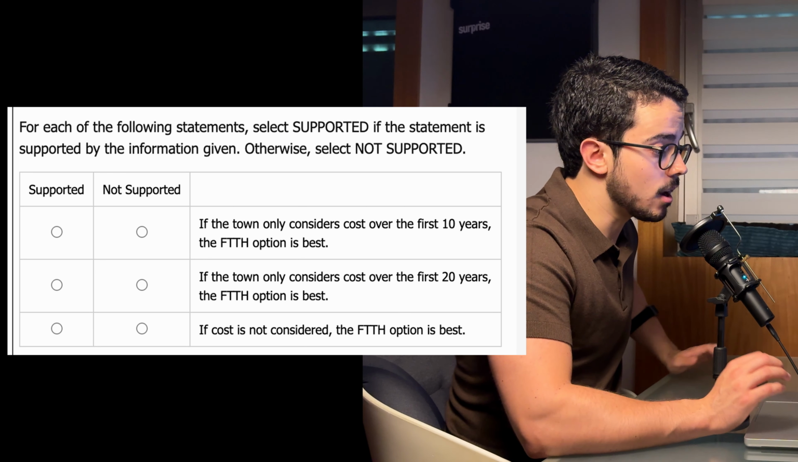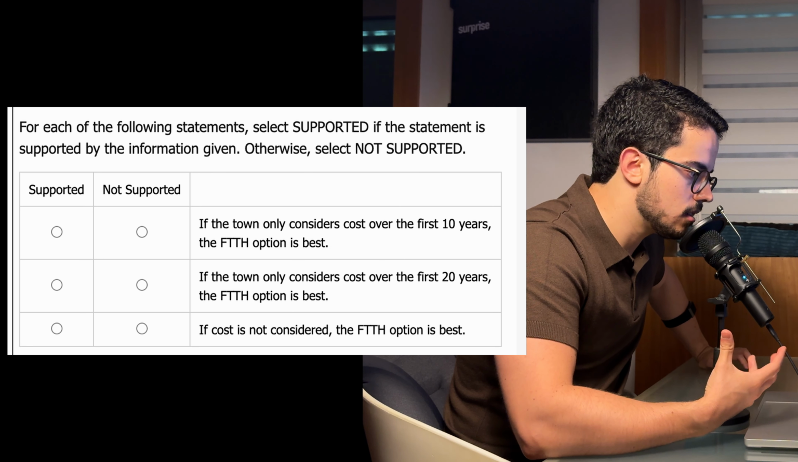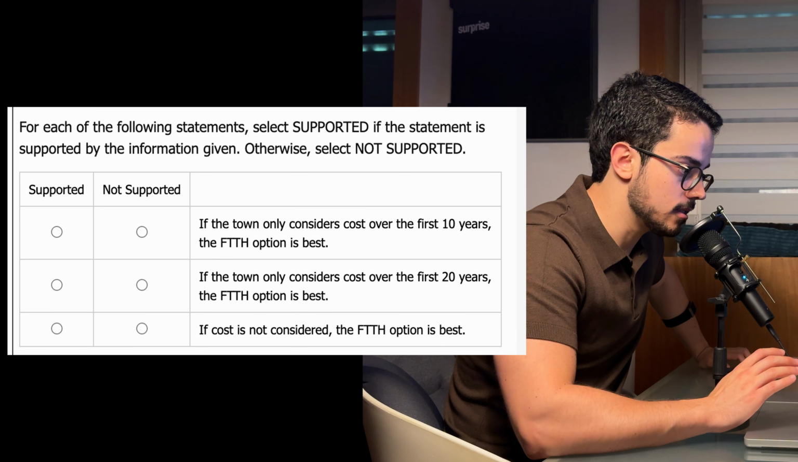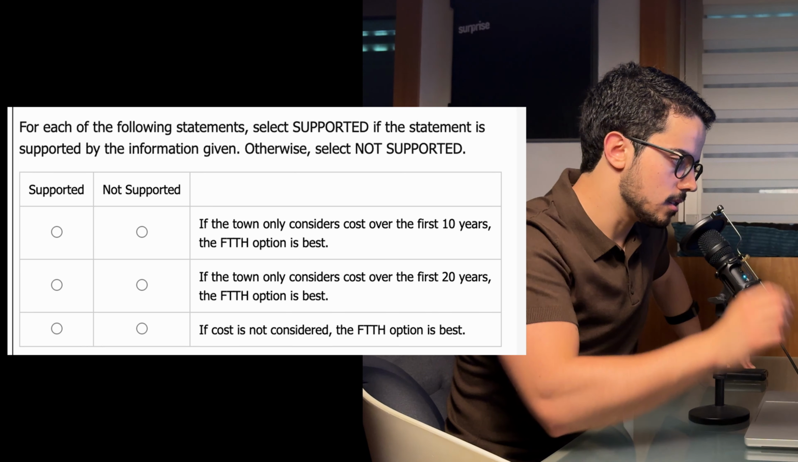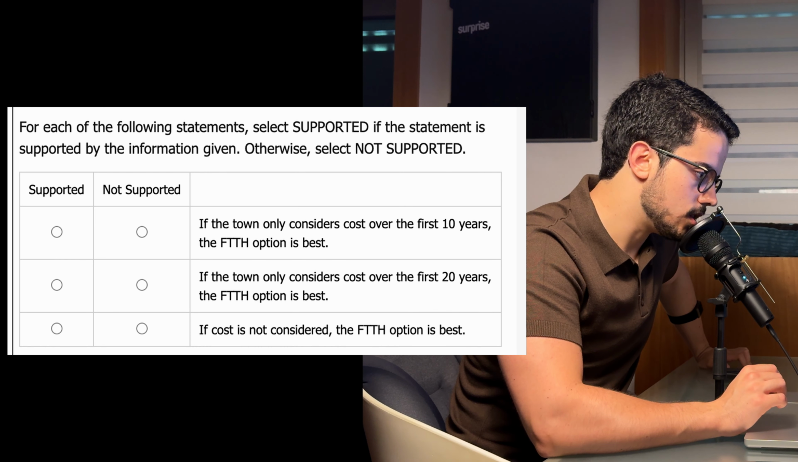Let's look now at this table question. This is where people panic because it feels like three questions in one, but with our map, it's a breeze. Statement 1: if the town only considers cost over the first 10 years, FTTH is the best.